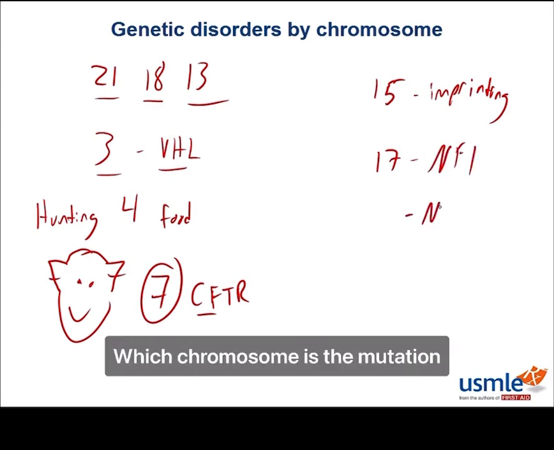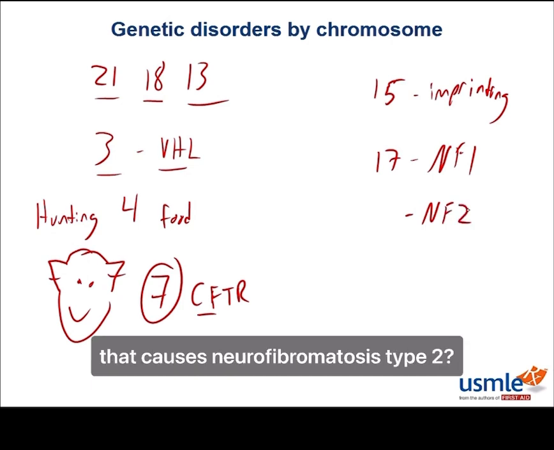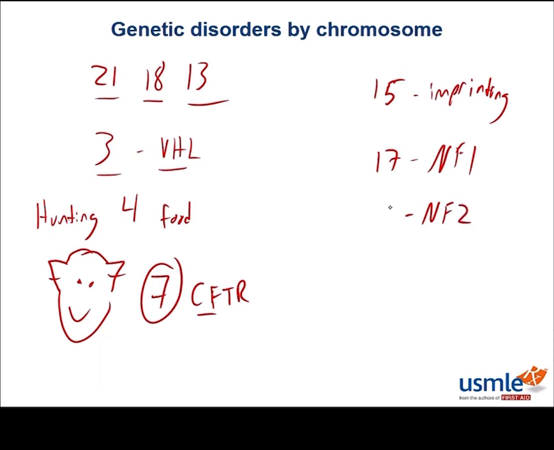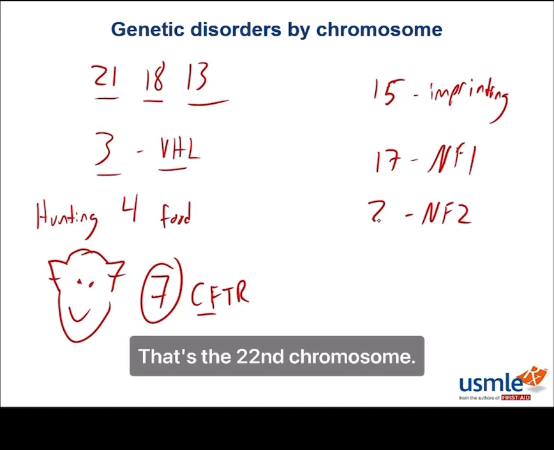Alright, last one. On which chromosome is the mutation that causes neurofibromatosis type 2? That's the 22nd chromosome.